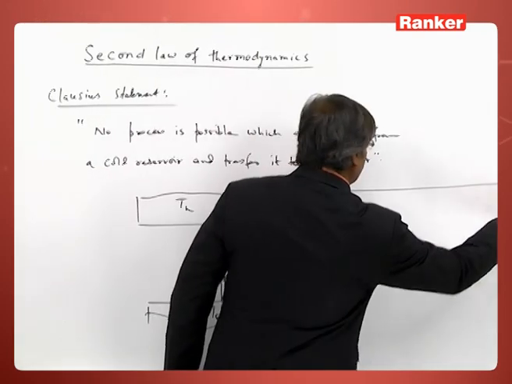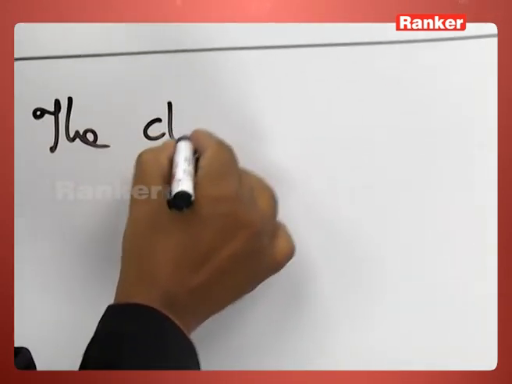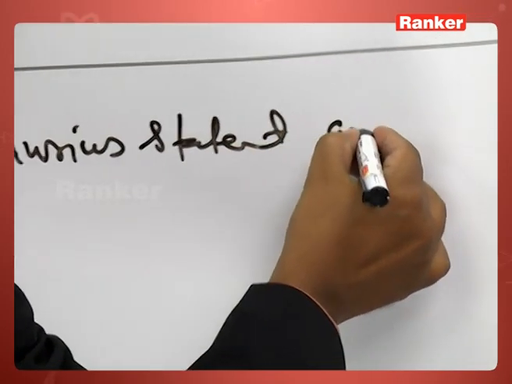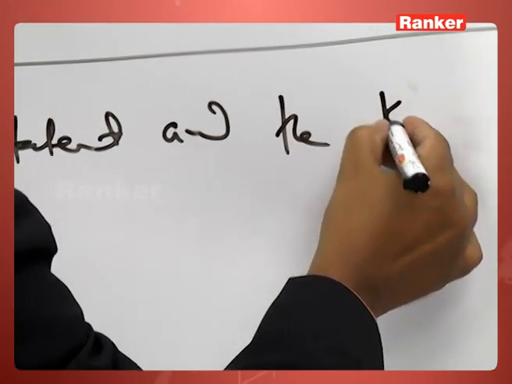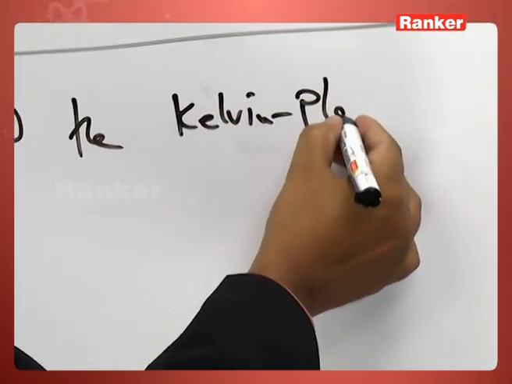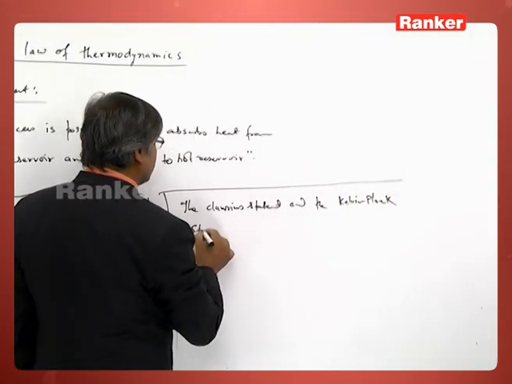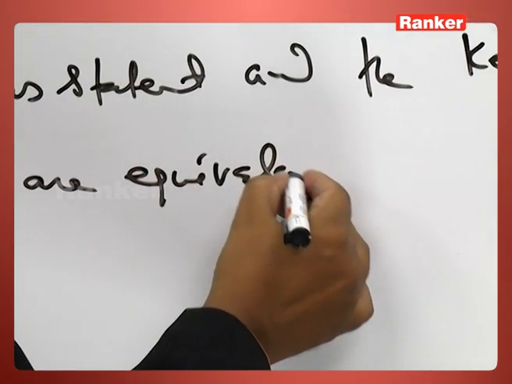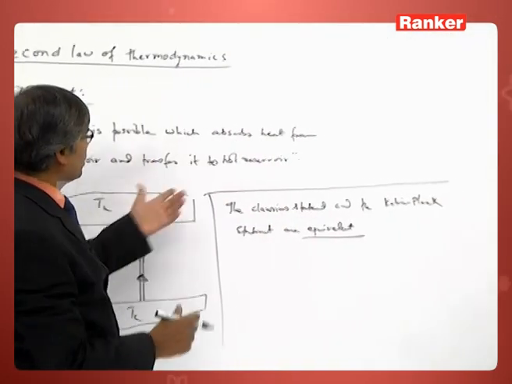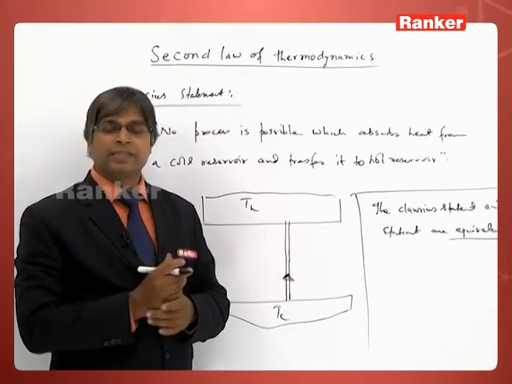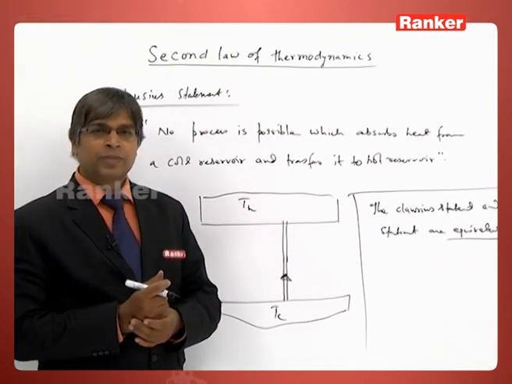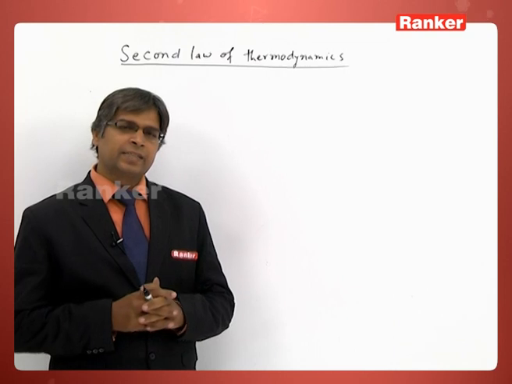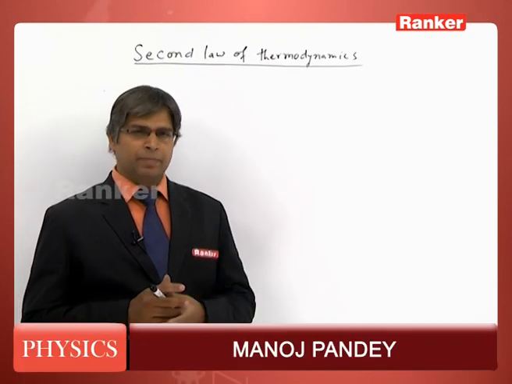So the Clausius statement and the Kelvin-Planck statement are equivalent. That means both explain the same thing. That is what we call the second law of thermodynamics. Let us see how. Now let us see that both statements, Clausius statement and Kelvin-Planck statement, are equivalent.